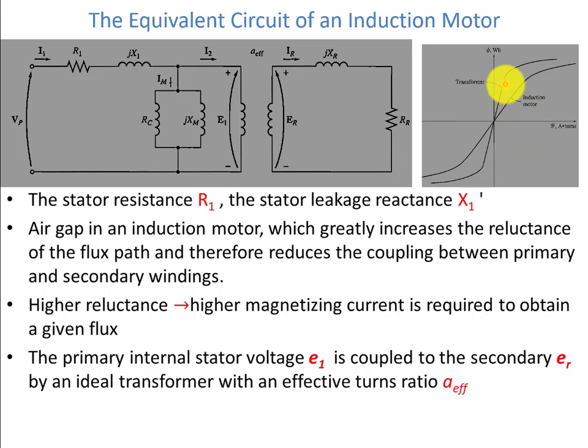So this is the flux, the MMF, and the flux curve will be different in the transformer than in the induction motor. The stator resistance R1 and stator leakage reactance X1 are present. The air gap in the induction motor greatly increases the reluctance of the flux path and therefore reduces the coupling between primary and secondary. Higher reluctance means a higher magnetizing current is required to obtain a given flux. So the primary internal stator voltage E1 is coupled to the secondary ER by an ideal transformer with an effective turns ratio a effective.